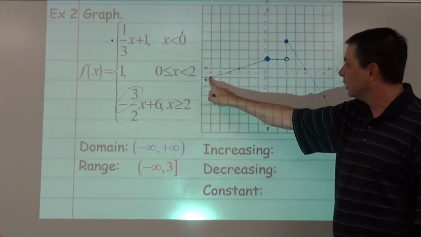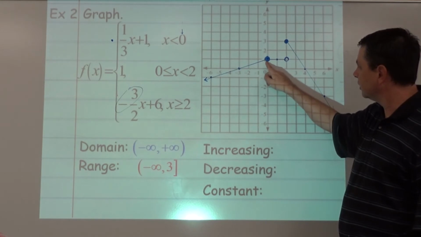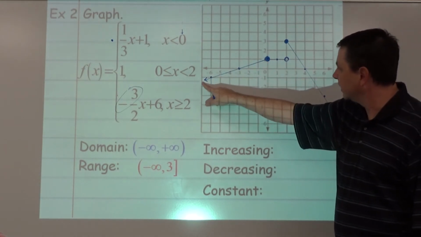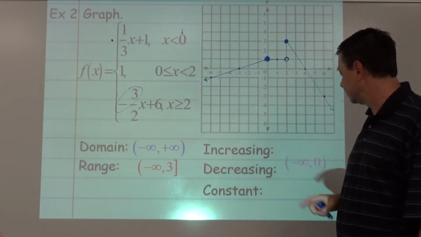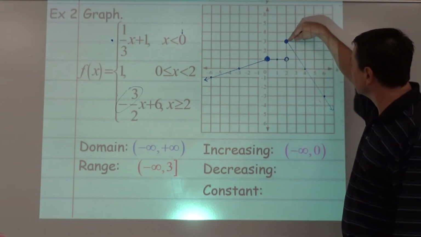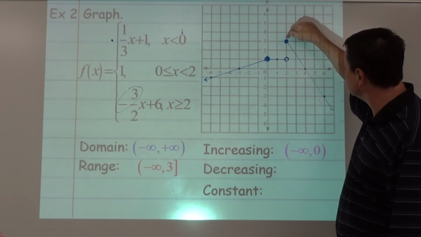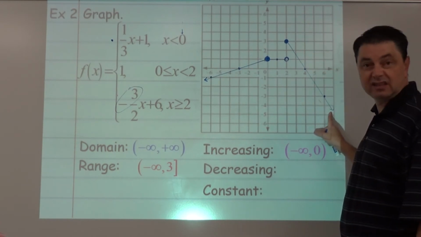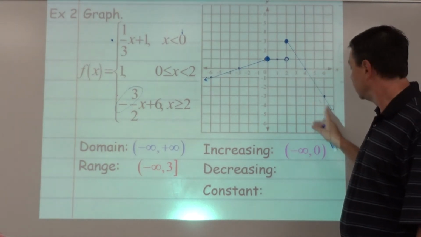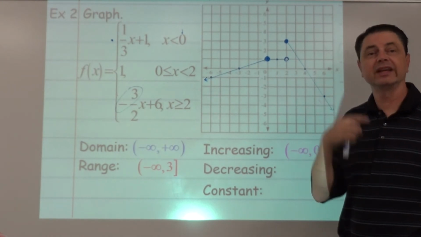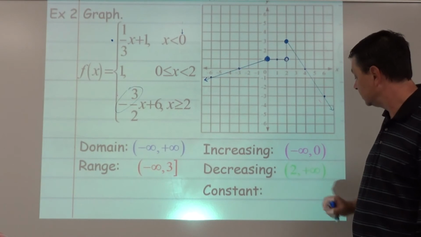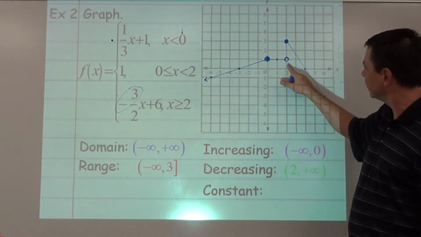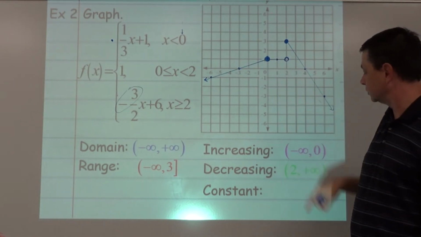Where is it going up? Up, up, up. This whole section is going up from negative infinity until we get to an x-coordinate of 0. Decreasing right here, starting at 2, doesn't end, keeps going down forever. That's going to the right forever. Again, we're talking about domain intervals, so x-coordinates is how we respond. And then where is it constant? It is flat from 0 to 2.